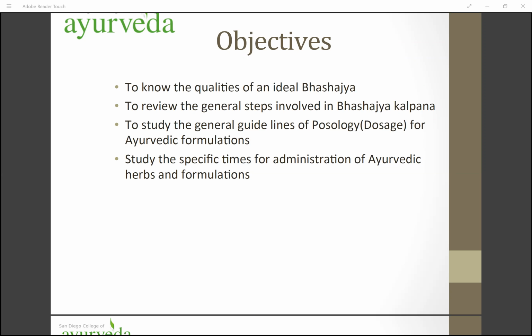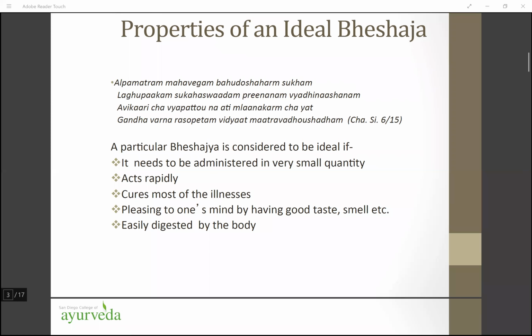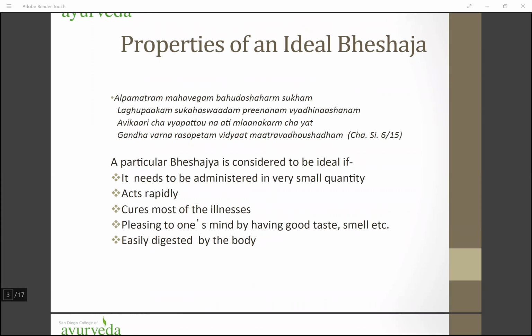So we'll review the general steps that are involved in Bhashajya, and then we'll look at the general guidelines of the dosages and specific times for administrating these Ayurvedic herbs and formulations, right? So what are the properties of an ideal medicine, ideal Bhashajya?